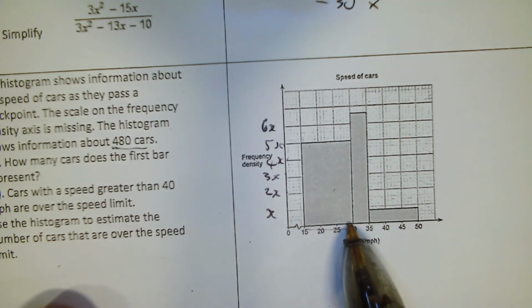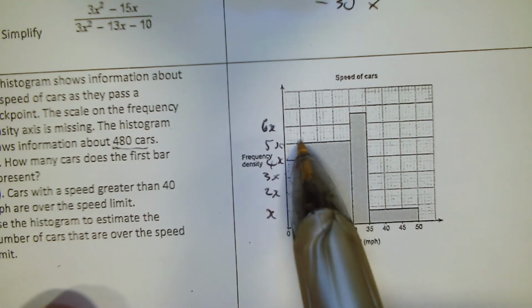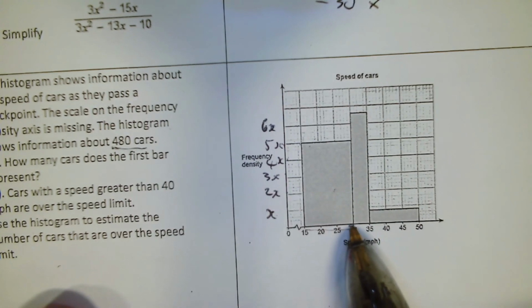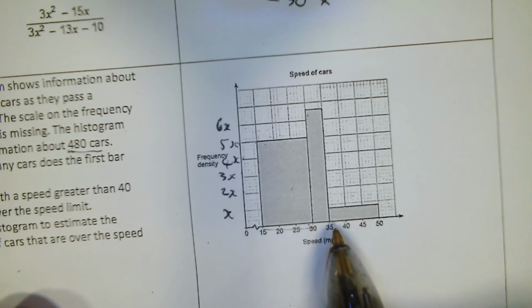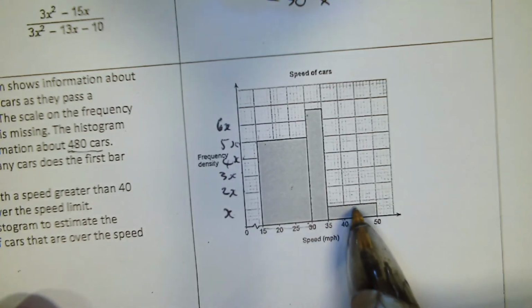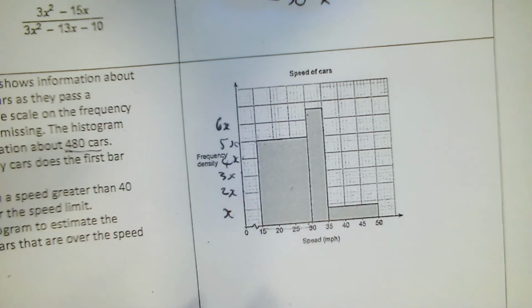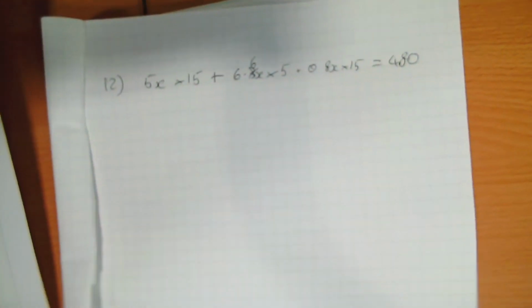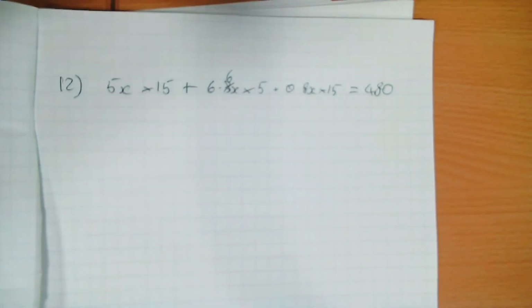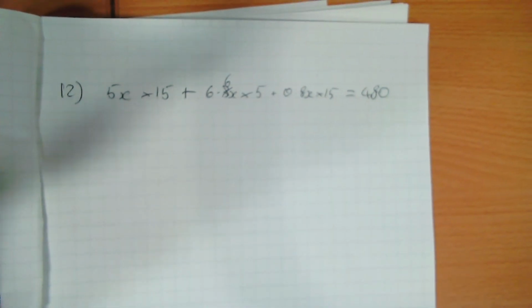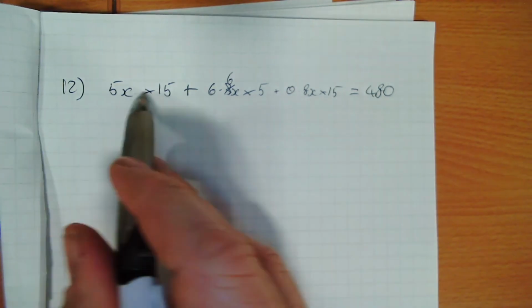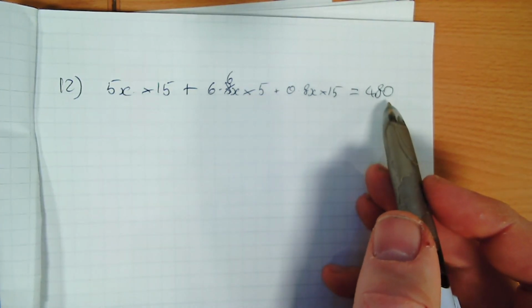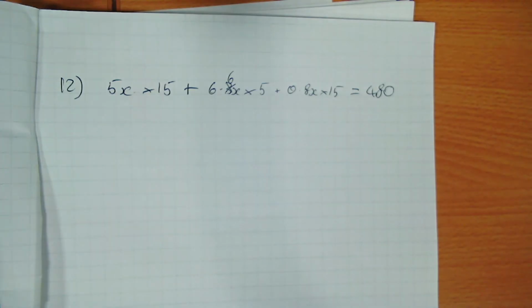The width of that first block is 15, its height is 5x. The width of that block is 5, its height is 6.6x. And the width of this block is 15 and its height is 0.8x. So I've written an equation. I'll zoom back out. Let's sort my focus out. That's as good as it's getting, I think. I've written my equation, set that equal to 480.